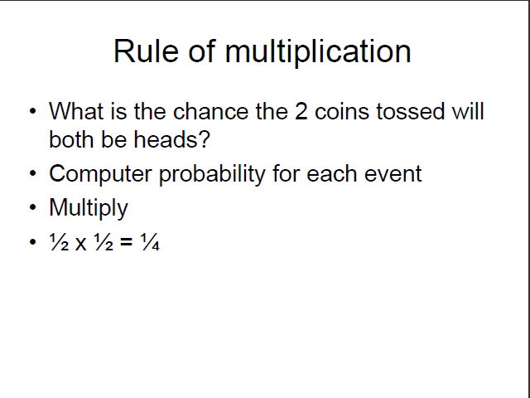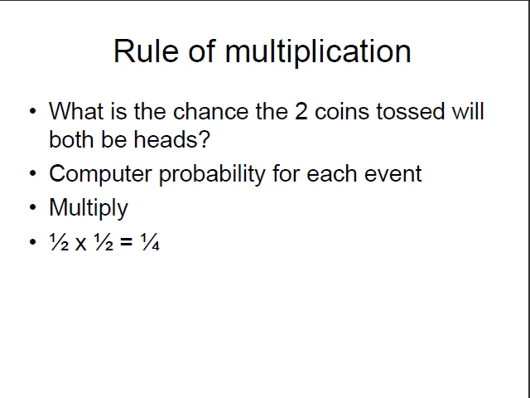Now, we're going to investigate something called the rule of multiplication. This is how to calculate the probability of two events happening. So what's the chance that two coins tossed will both be heads? The way to determine this is that you compute the probability for each event and then you multiply those together. And so the probabilities go down. And that kind of makes sense.